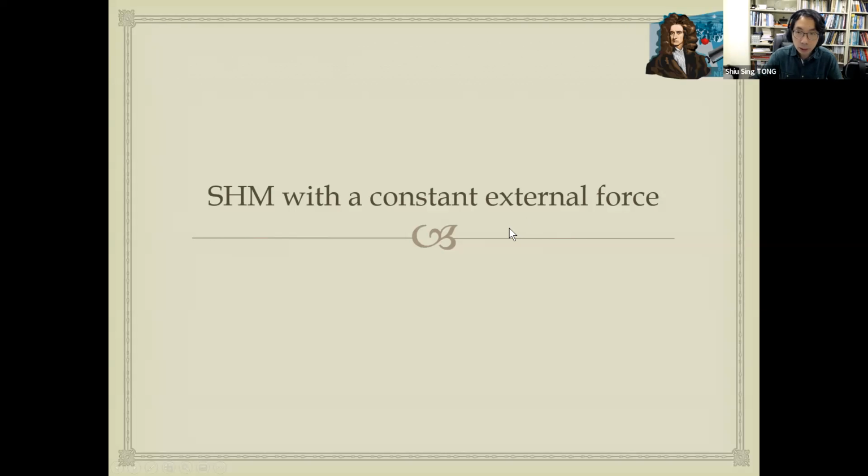We haven't been able to get to the point of damped oscillation yet. Before that, we will talk about the generality of simple harmonic oscillation. First, we will talk about the simple harmonic oscillation with a constant external force.